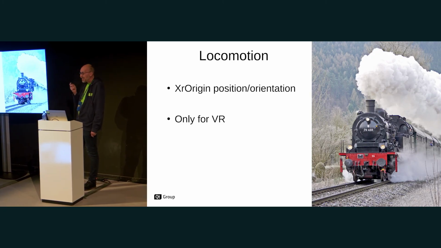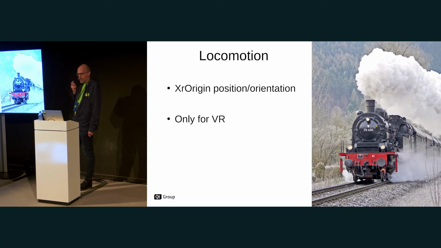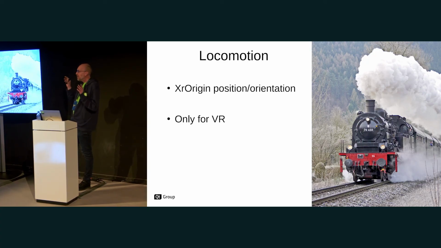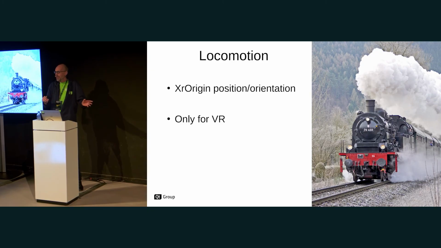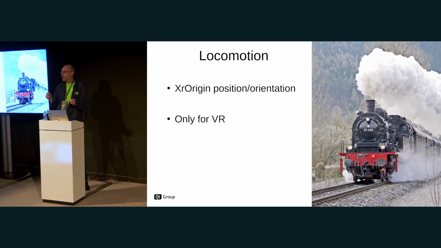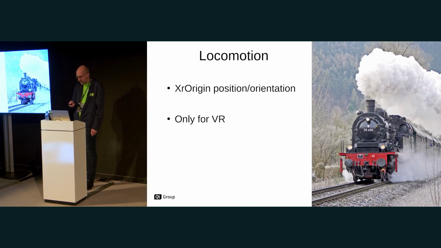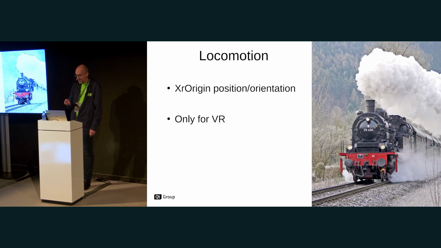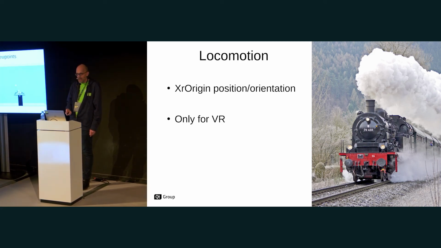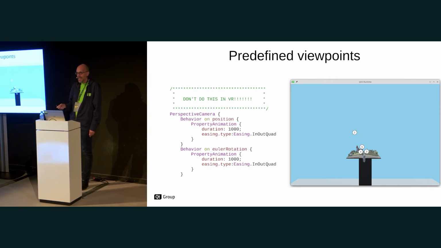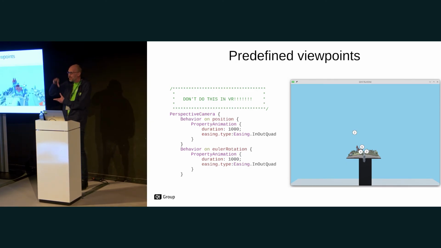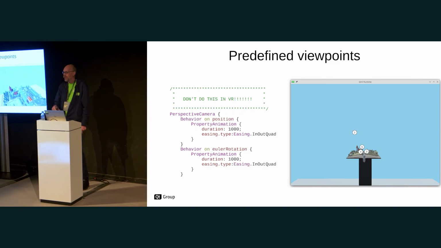So the simplest possible way to do useful movement in an application is to have multiple predefined viewpoints. Sometimes you see this in architecture, like this is the view from the living room, this is the view from the staircase. In 2D, we can do this very easily, and we can also make really nice, smooth transitions with just a few lines of QML.